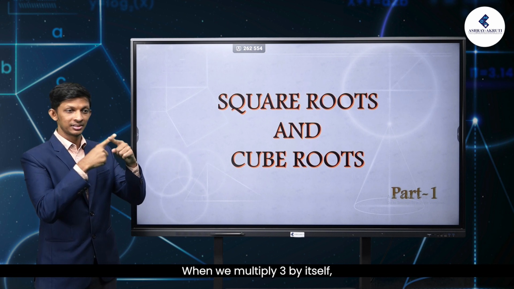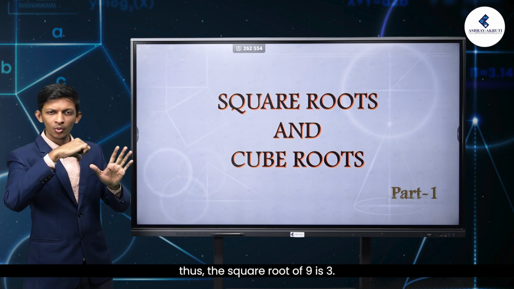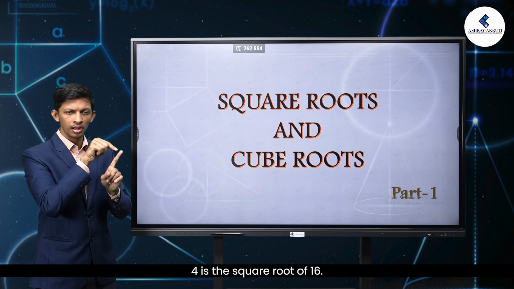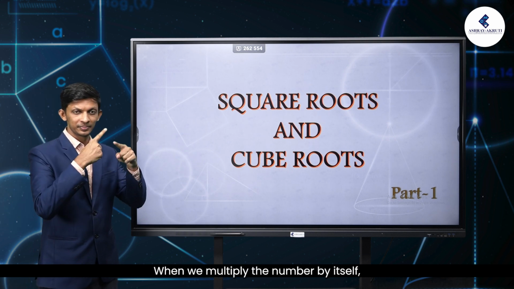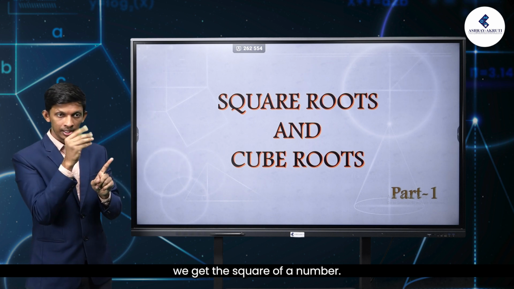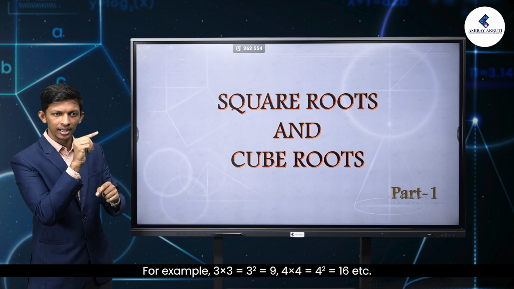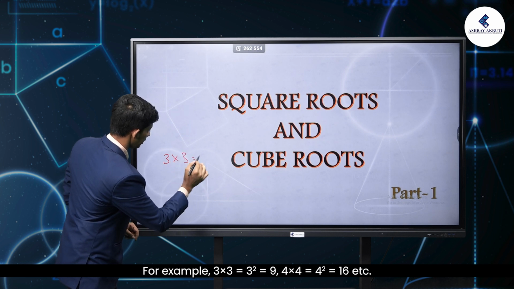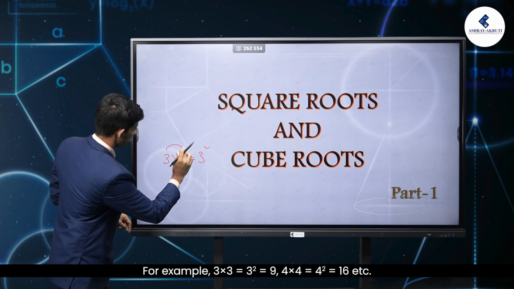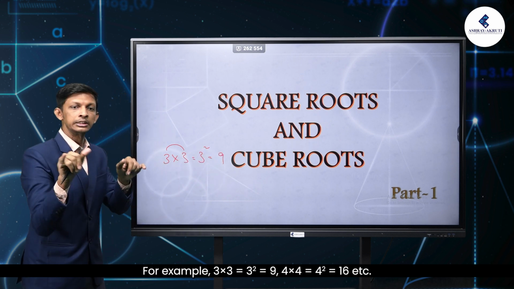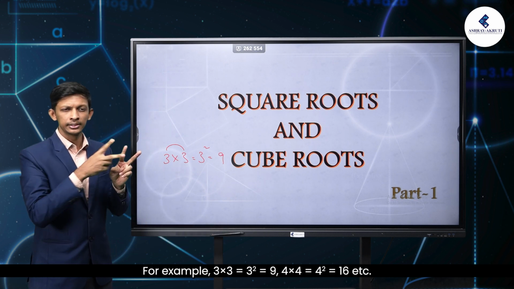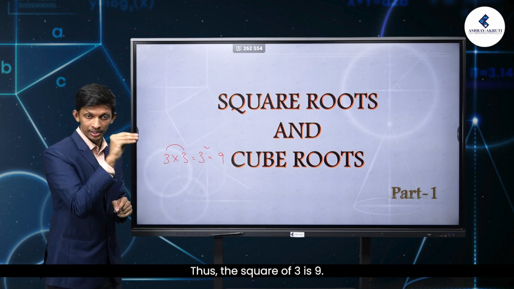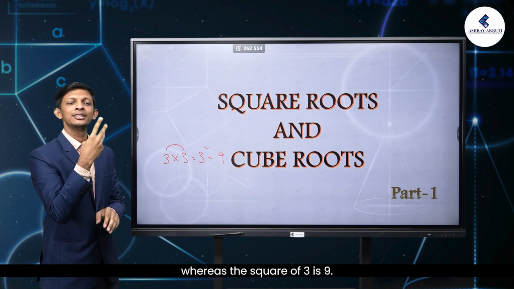When we multiply 3 by itself, we get 9. Thus, the square root of 9 is 3. Similarly, 4 is the square root of 16. When we multiply a number by itself, we get the square of the number. For example, 3 into 3 is equal to 3 square is equal to 9. Four into 4 is equal to 4 square is equal to 16, and so on. Thus, the square of 3 is 9. So, we can say that the square root of 9 is 3, whereas the square of 3 is 9.